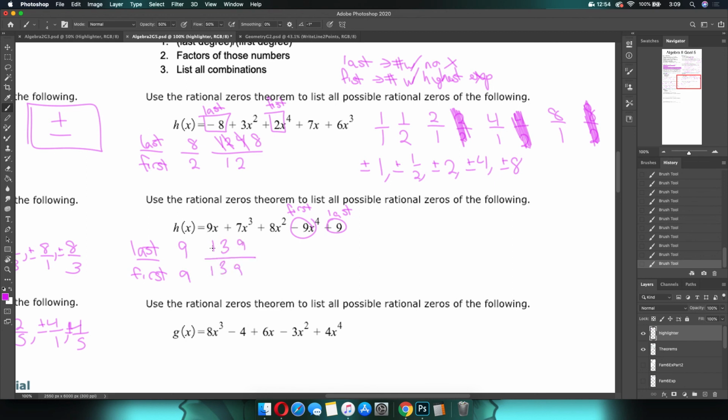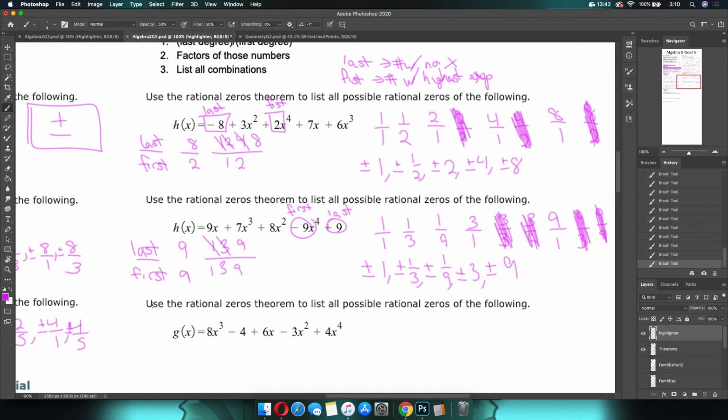What are all possible combinations? We'll start with the 1. We have 1 over 1, 1 over 3, 1 over 9. Next is the 3. 3 over 1, that's good. 3 over 3 simplifies to 1, which we already have. Next up, 3 over 9, what is that? That simplifies to 1 third, already have that. Next, 9 over 1, 9 over 3, 9 over 9. 9 over 1 doesn't simplify. 9 over 3 is 3. We have that. 9 over 9 is 1. We have that. So we have plus or minus 1, plus or minus 1 third, plus or minus 1 ninth, plus or minus 3, and plus or minus 9. And there is our list.